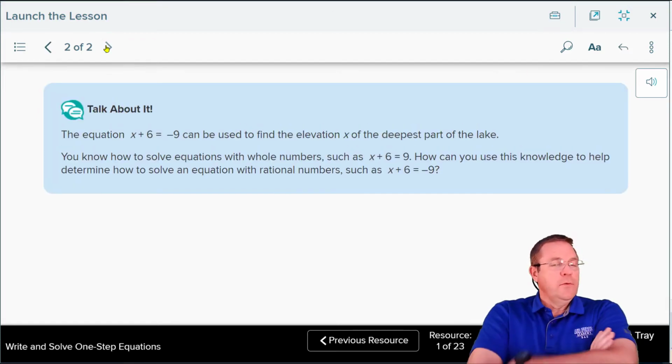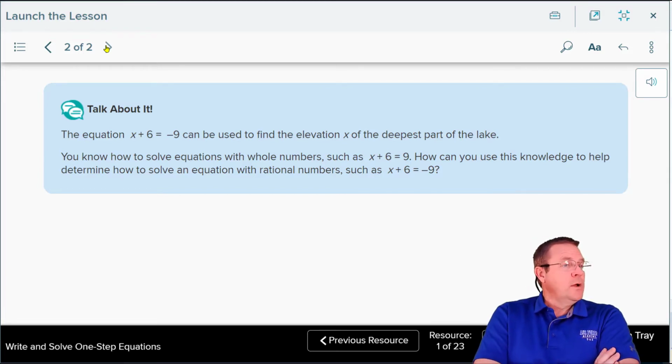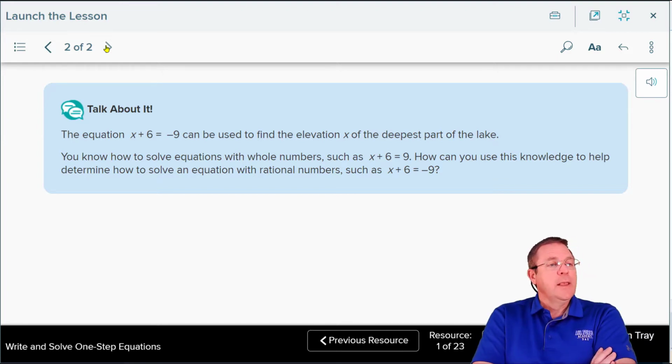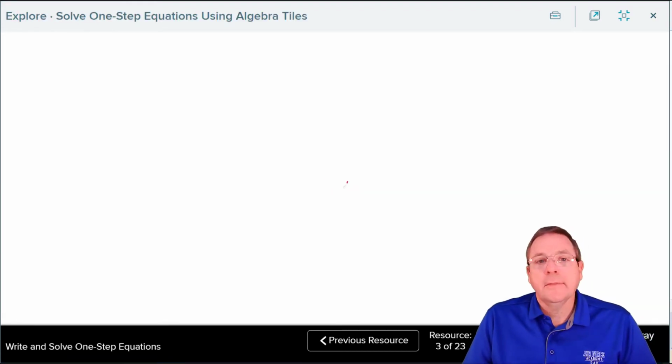So it sounds like even when it's full, its elevation is below sea level. The equation x plus 6 equals -9 can be used to find the elevation x of the deepest part of the lake. And you know how to solve equations with whole numbers such as x plus 6 equals 9. How can you use this knowledge to help you determine how to solve an equation with rational numbers such as x plus 6 equals -9? These are some of the things we're going to be learning and talking about in this lesson.